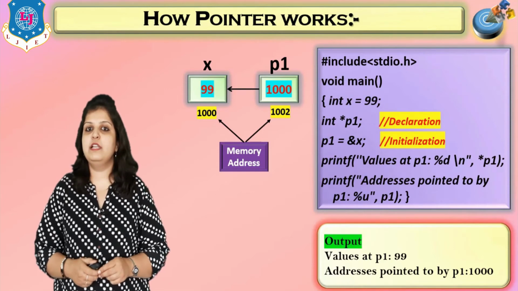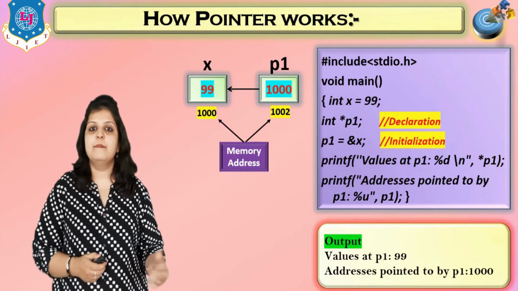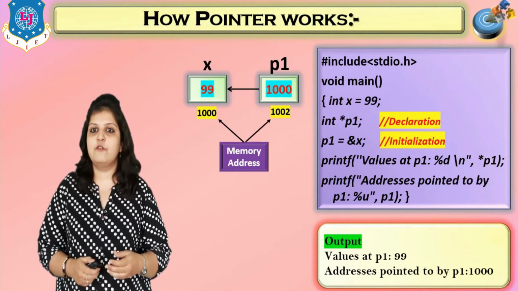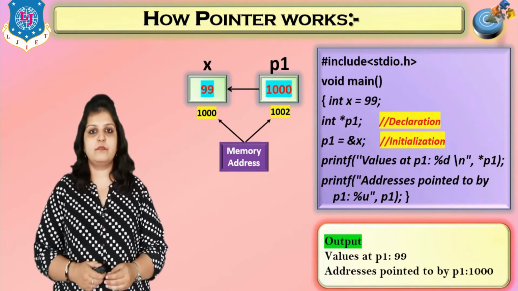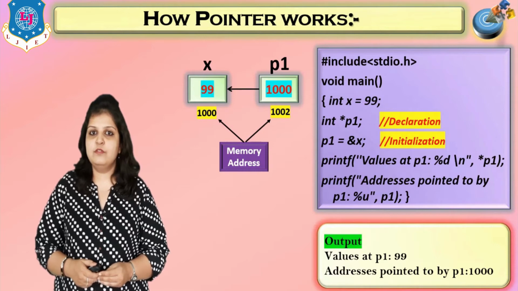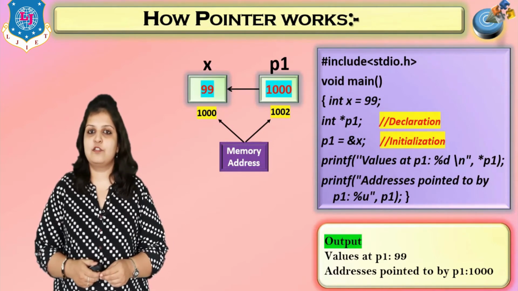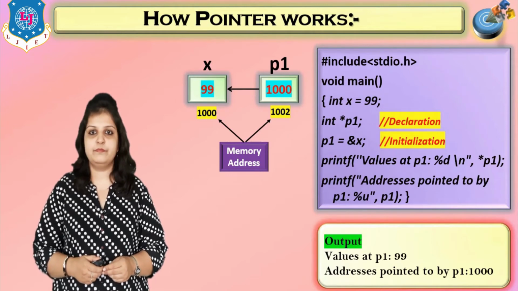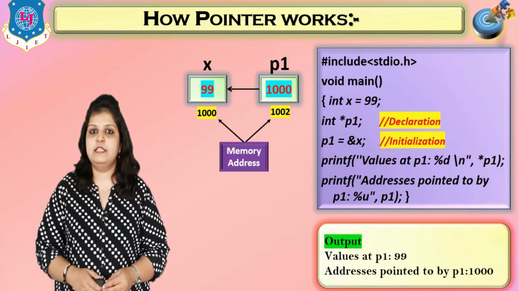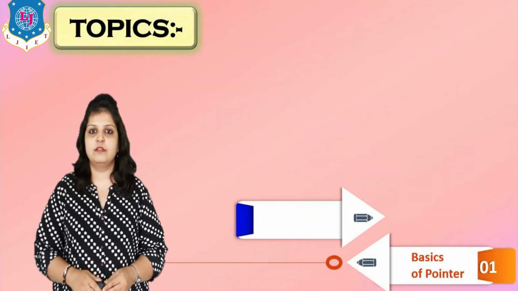So at that time you will get output 1002. But here for the second printf the output is 1000. So in this way we can use a pointer to access the value of another variable as well as the address of another variable. Now next, the second topic is pointer to pointer.